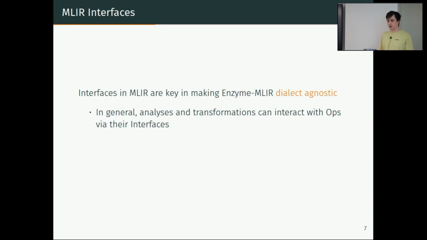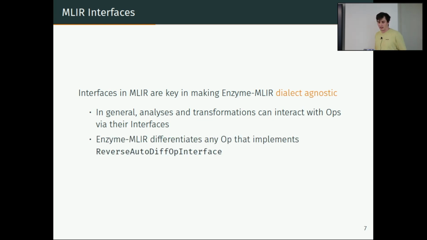So next we are going to continue with the implementation, and our goal with this is to make Enzyme MLIR as dialect agnostic as possible. In general, we want to do this through interfaces, such that transformations are defined by their interfaces. For this, Enzyme MLIR defines a reverse autodiff interface for each op that requires a derivative.